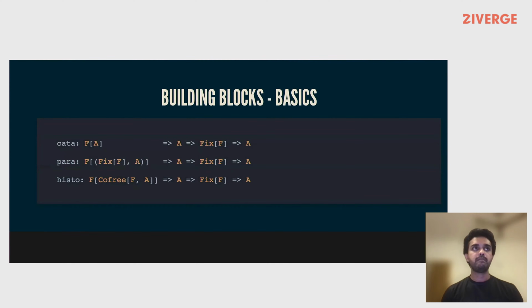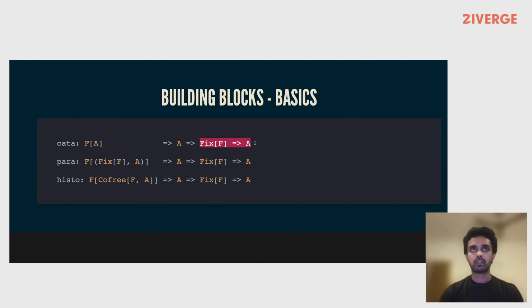And the basics of recursion schemes, especially on the folding side, we have got cata, para, histo. Cata represents, if you know how to go from your non-recursive structure of F of A to a folded final value A, then cata is going to return you a function that goes from the recursive F to the A.